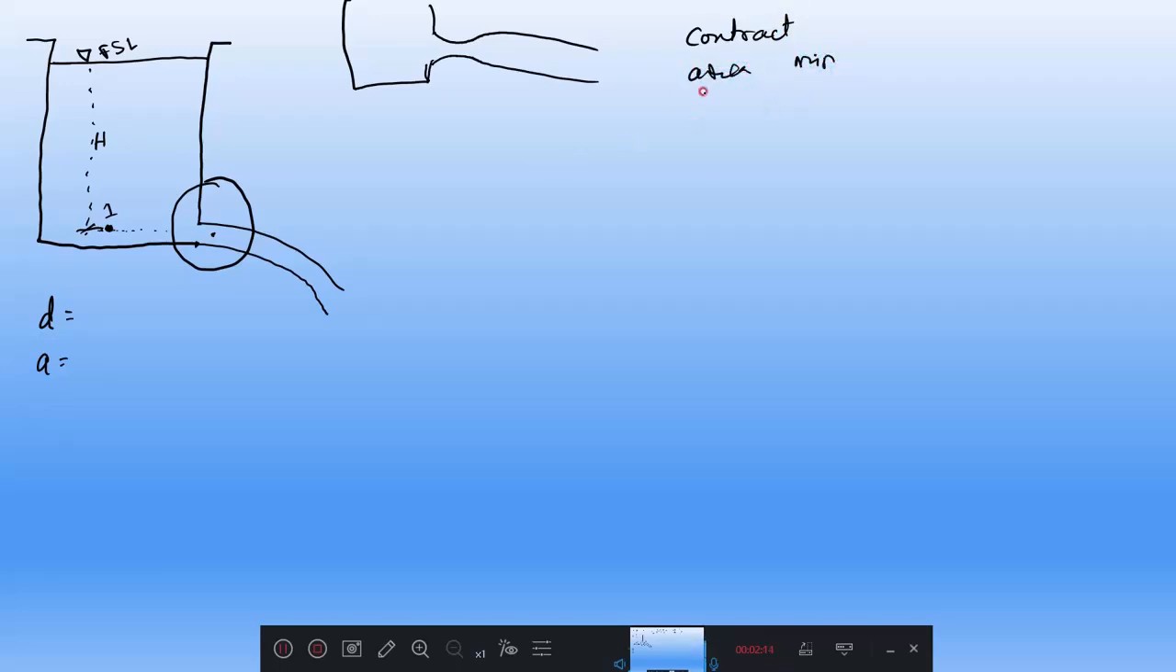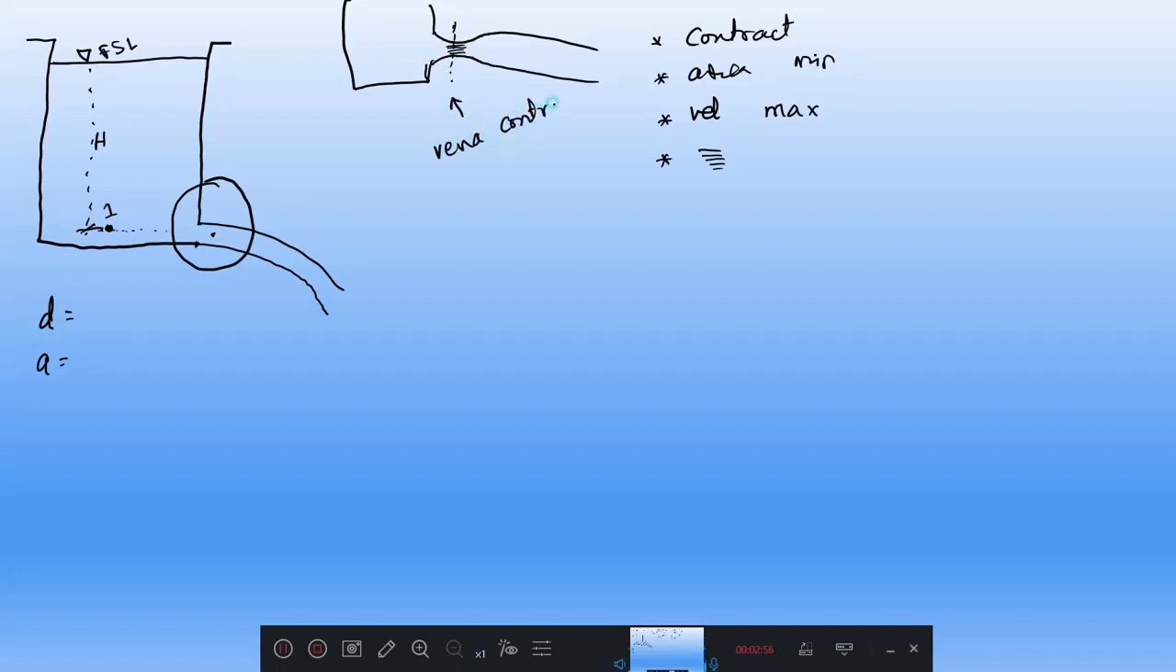When the area is minimum, the velocity will be maximum, because discharge is constant. The first point is that the area contracts, the second is that the area becomes minimum, and the third is that where the area is minimum, the velocity becomes maximum. At that point all the streamlines are parallel to each other. Such a section we name as the vena contracta.